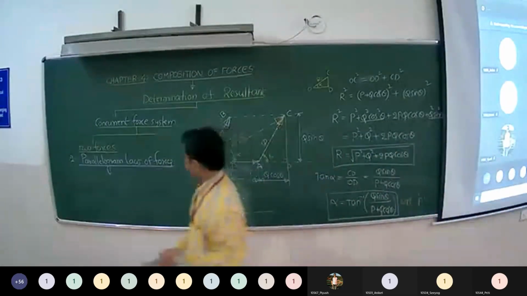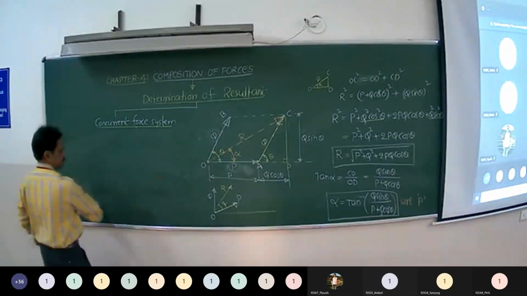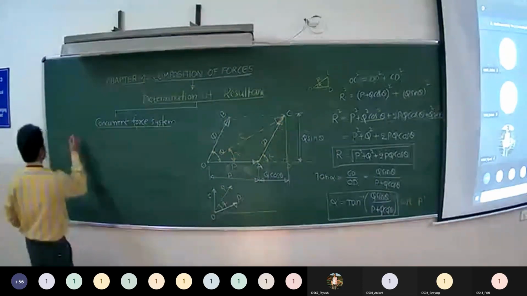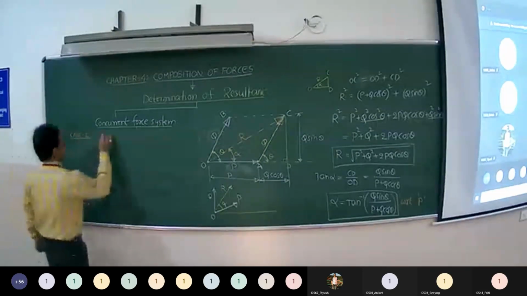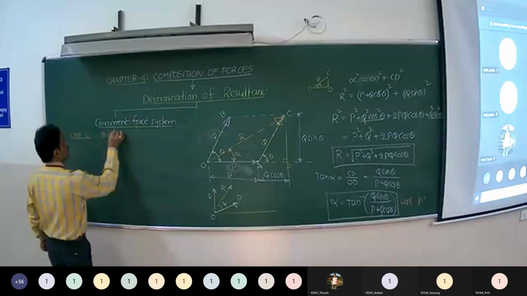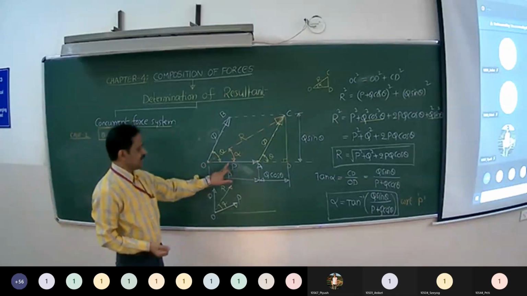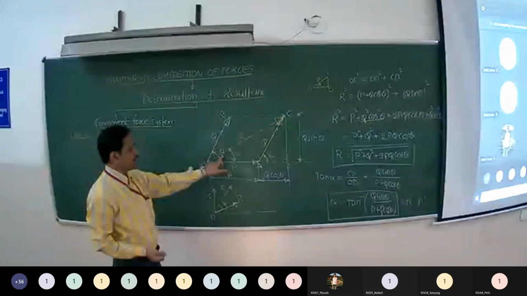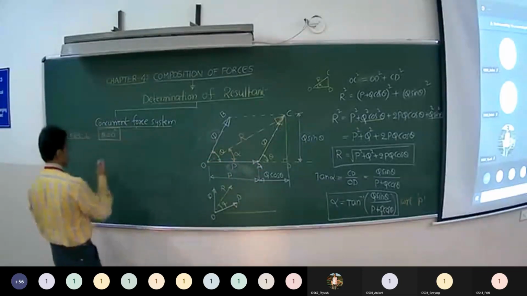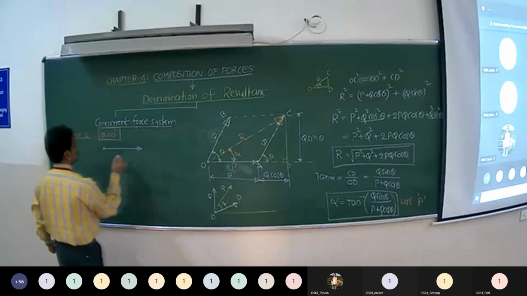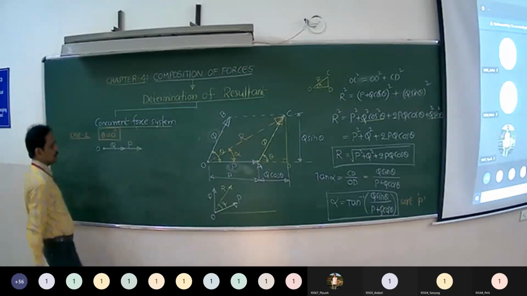Now, say case 1, when theta is equal to 0 degrees. What is theta? The angle between P and Q. When theta is equal to 0, that means forces P and Q are collinear. So both are collinear.